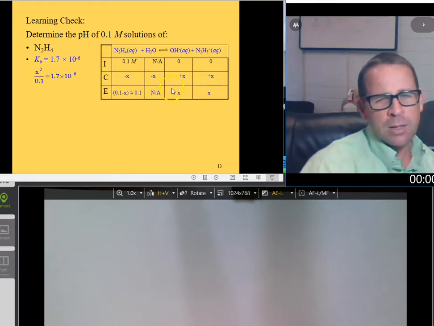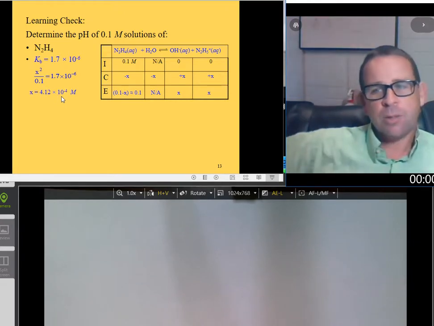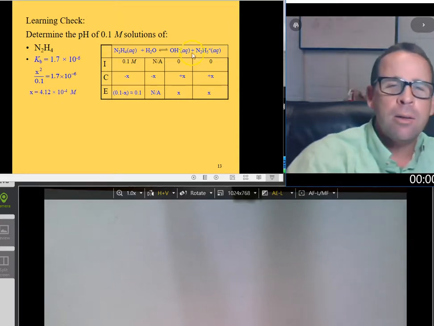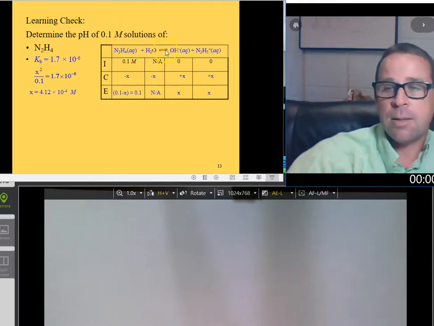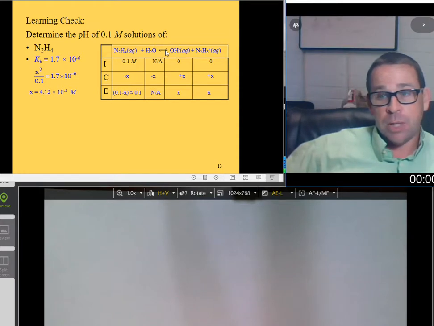So our X value here is going to be solved to be 4.12 times 10 to the minus 4. Now, this is slightly different because we've now identified X, but that is not the hydrogen ion concentration. So I can't take the negative log of that and find out what the pH is. I can take the negative log of this value, but it would give me the negative log of the hydroxide ion, which is the pOH. And that's not far from the pH. 14 minus the pOH would be the pH.